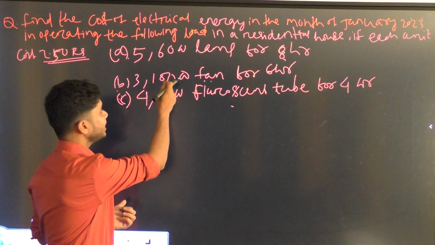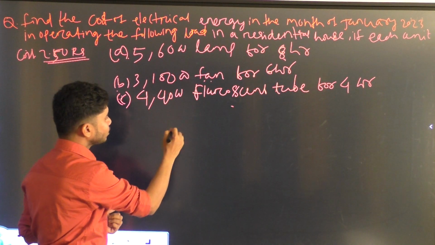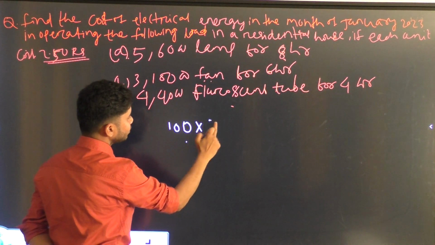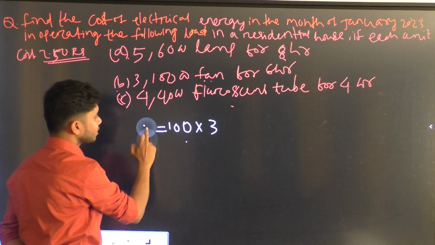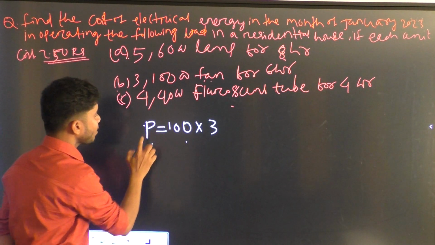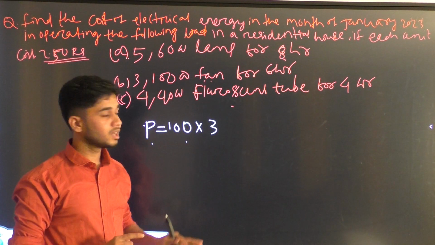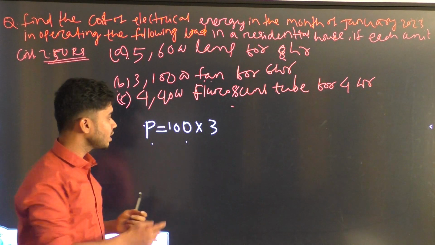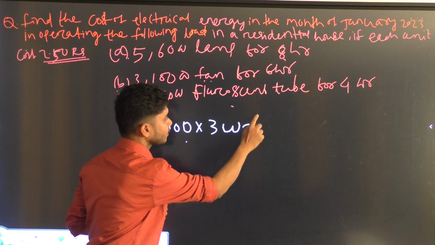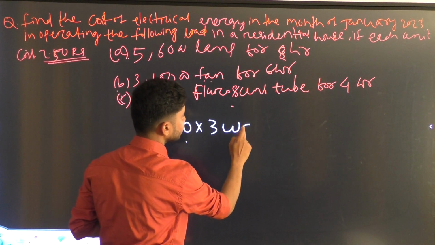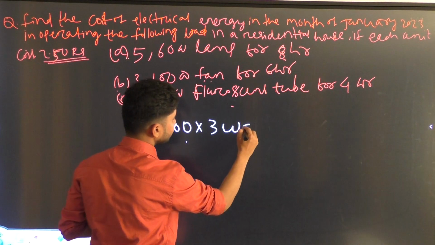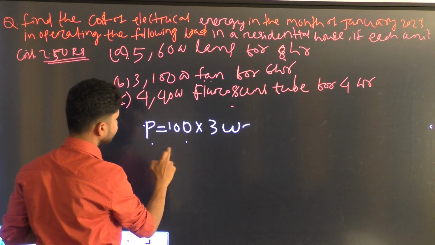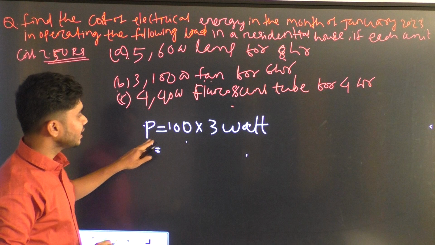The total power is basically 100 into 3. So 100 into 3 is the total power requirement by the fan load. Each fan is 100 watt and there are 3 fans. That means the total power must be 300 watt. So the total power is 300 watt.